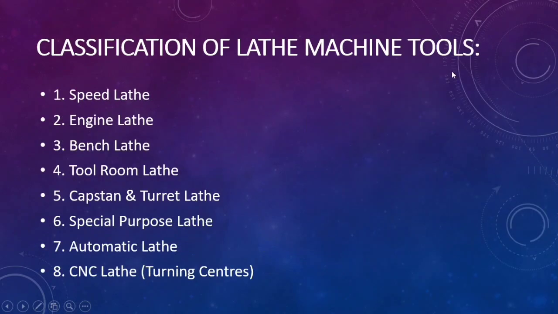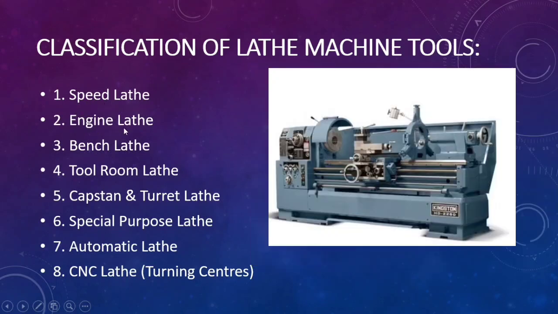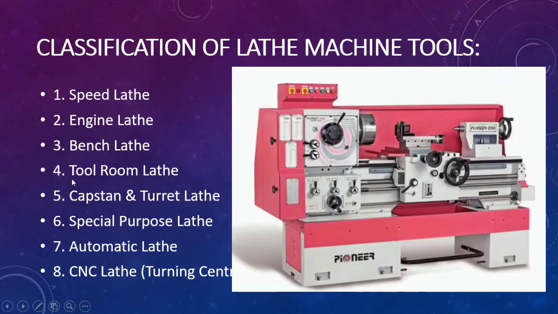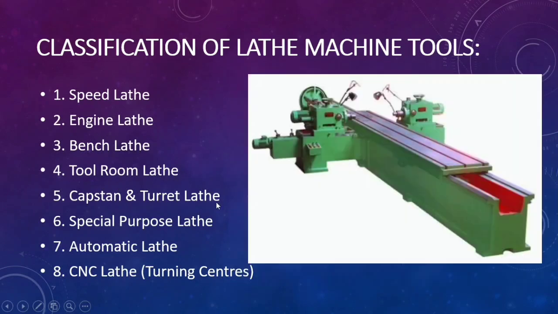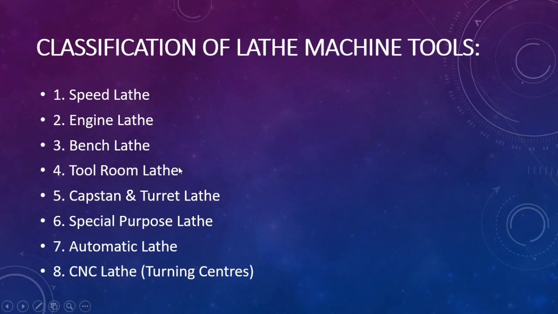So, classifications of lathe machine tools. What are the different classifications? We have different types of lathes: speed lathe, engine lathe, bench lathe, tool room lathe, capstan and turret lathe, special purpose lathe, automatic lathe, and CNC lathe. We have different types of lathe machines according to the applications, the speed, and the amount of work to be done. So that's why the different classifications of lathe machines are considered here.